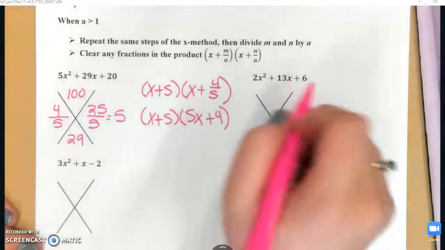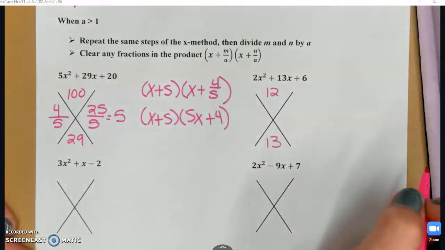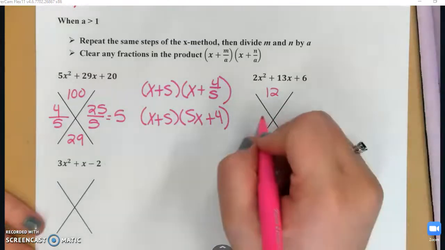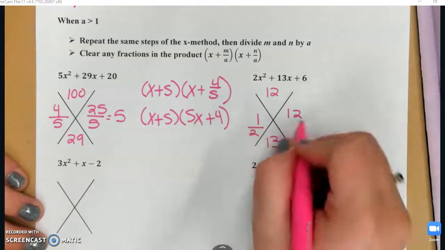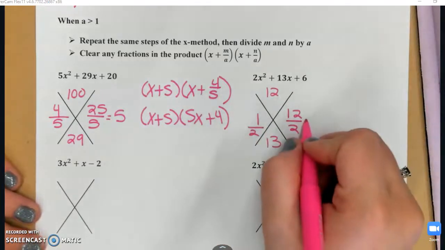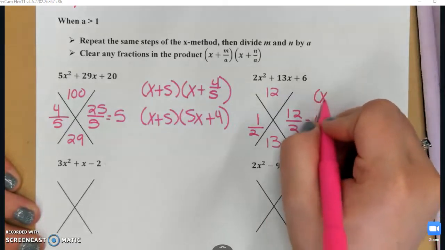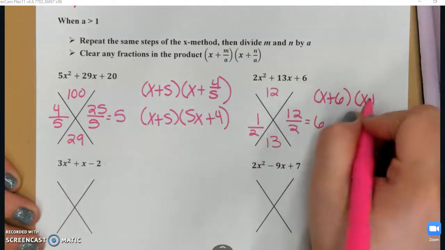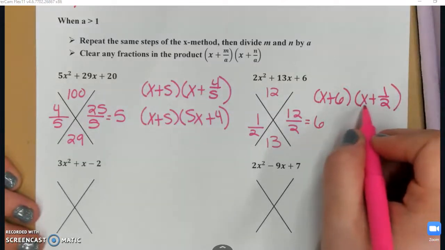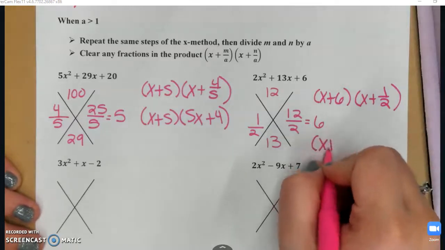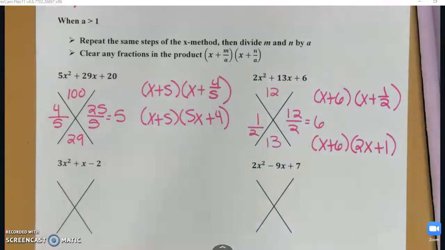All right, let's practice that again. 2 times 6 is 12. My b value is 13. Numbers that multiply to 12 and add to 13 are 1 and 12. So I need to divide both of those by a, which is 2. So 1/2 does not reduce, but 12 over 2 becomes 6. So I have x plus 6 times x plus 1/2. To clear that fraction, I multiply by the denominator, which is 2, on the x and the 1/2. So x plus 6 stays the same, and that's times 2x plus 1.